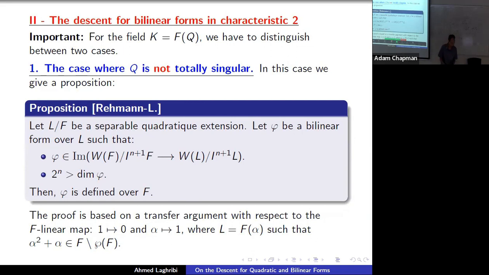Okay, and so you just take the transfer, but you will use this condition, because when you apply the transfer, you double the dimension of phi, okay? And you will be in I plus one, and you use the Hauptsatz. Okay, so this is not so complicated.